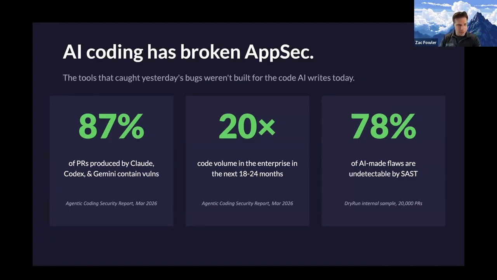What can we do about this? Has AppSec been broken by the velocity that AI has been bringing to the development teams? Well, Aaron, or Justin?